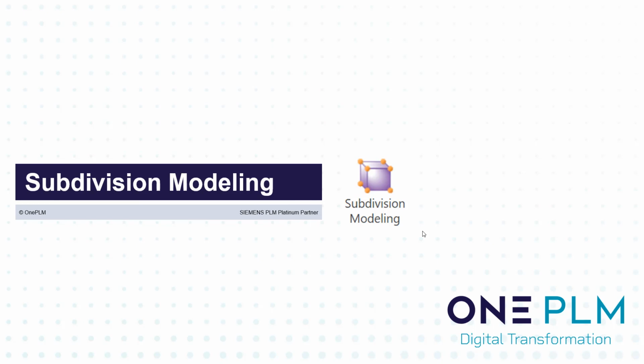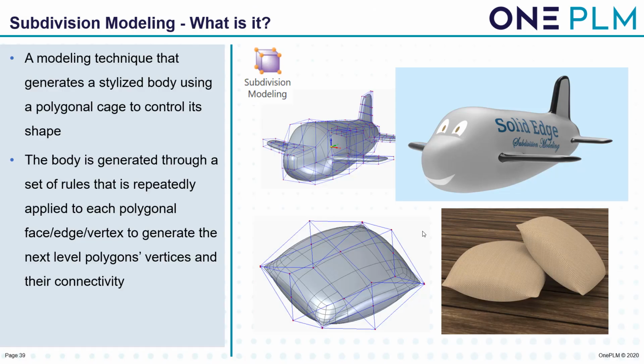So part modelling, we all probably know the different subdivision modelling available in other systems. Obviously, Realise Shape in NX, Shape in Solid Edge, but we've now got subdivision modelling available in Solid Edge. So this generates a stylized body using a polygon cage to control its shape. The body is generated through a set of rules that is repeatedly applied to each polygon, face, edge, or vertex to generate the next level polygons, vertices, and their connectivity.